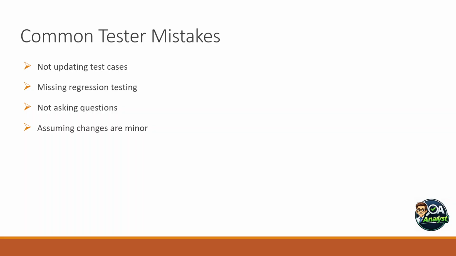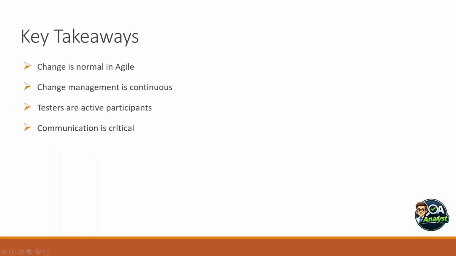Let's summarize today's session. In Agile, requirement changes are expected. Change management is continuous. Testers play a critical role in change management, and communication is more important than documentation. If you understand the change, you understand Agile. If you are working in an Agile project, mastering requirement change management will make you a strong and reliable tester.